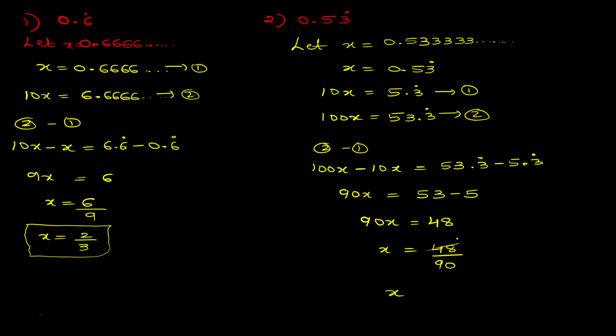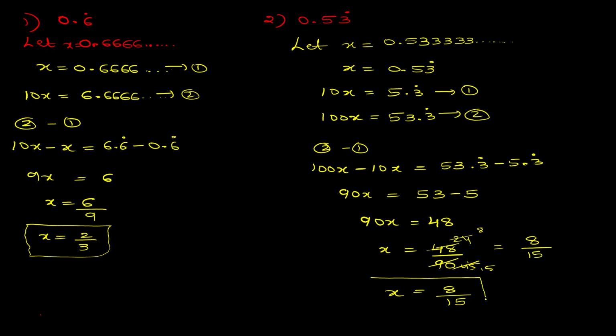2 times 2 is 4, 2 times 4 is 8, 2 times 4 is 8, and 2 times 5 is 10. Again it can be divisible by 3. 3 times 8 is 24, and 3 times 1 is 3. 3 times 5 is 15. So I get it as 8 over 15 in the simplified form. So x will be equal to 8 over 15.